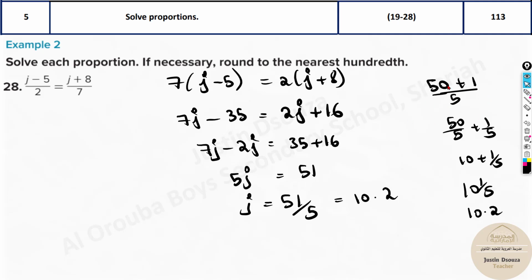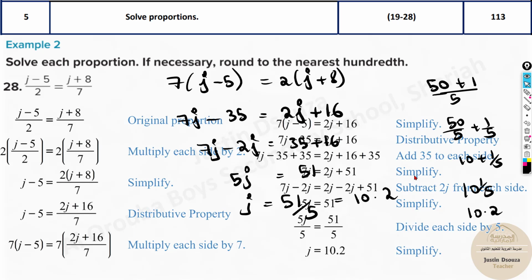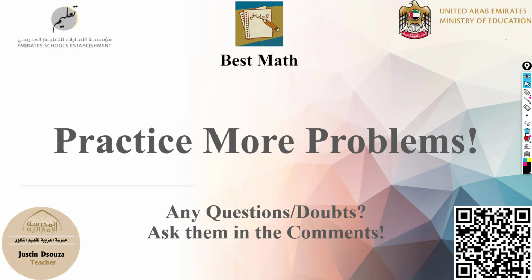You can do it in your mind. In the beginning, it might be, oh, what is this? But if you practice with a couple of problems, it'll just come to your mind directly. The answer will directly pop up. So this is how we can solve it. And that's the end of this topic. Please do practice more problems. And if you have any doubts, post them in the comments and I will try to get back to you very soon.